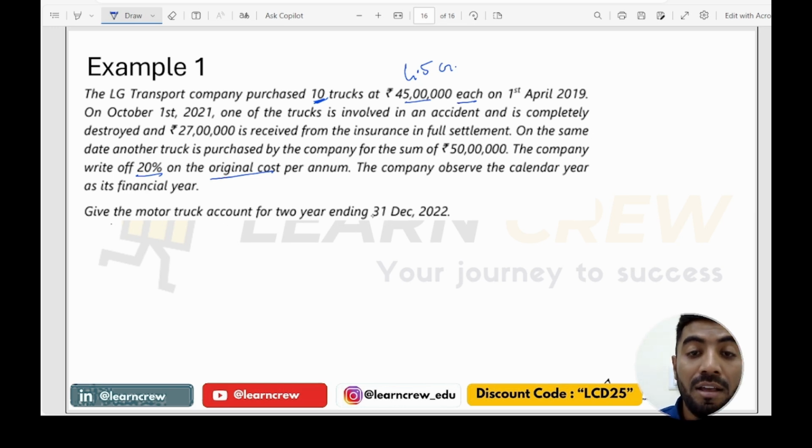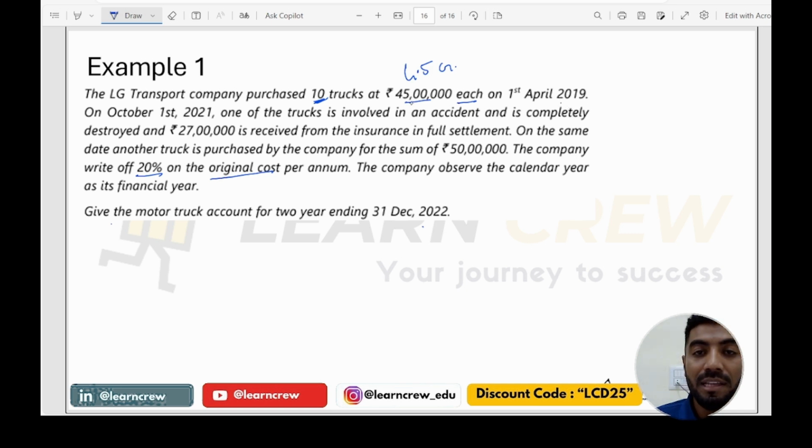2 years ending 31st December 2022. Only for 2 years they're asking to prepare this motor truck account, which means we have to prepare for 2021 and 2022. But this was purchased in 2019, so we need to do some working notes.